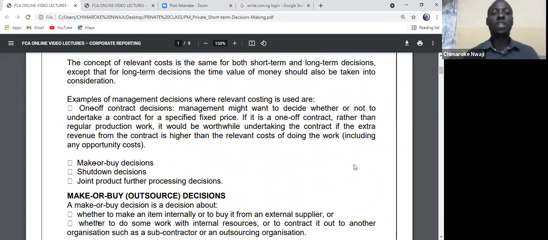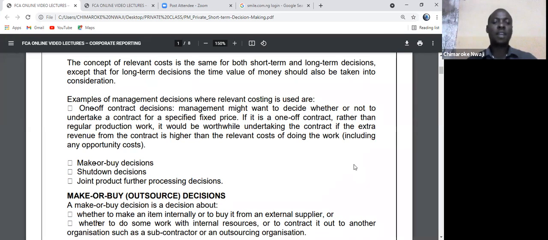Then we have the shut down decisions and the joint product or further processing decisions. So these are some of the things we are going to see tonight.